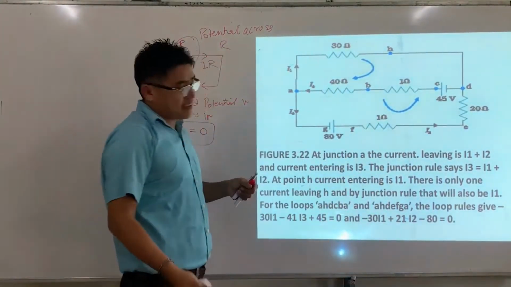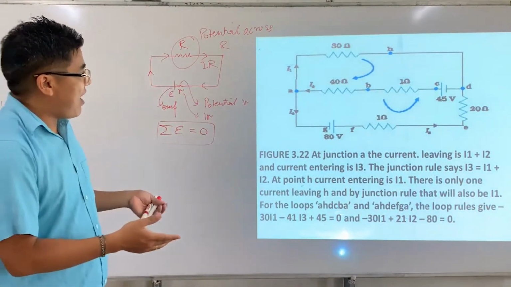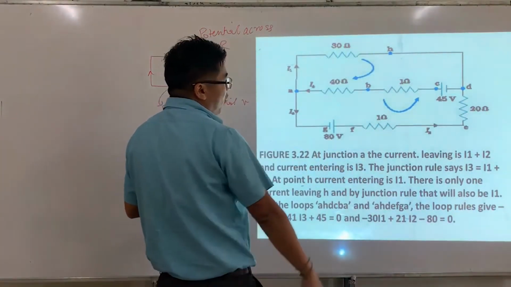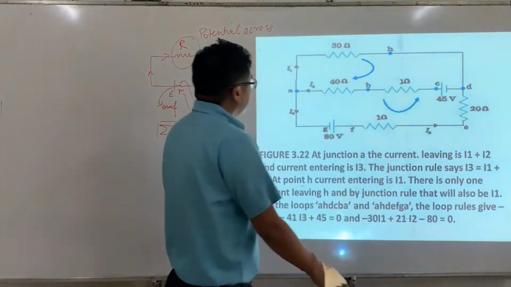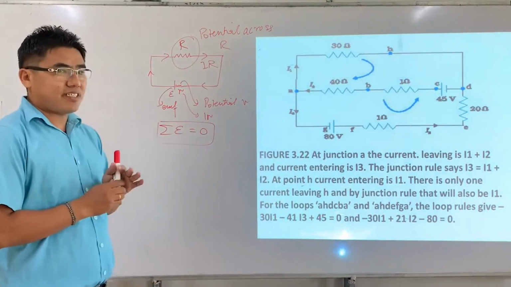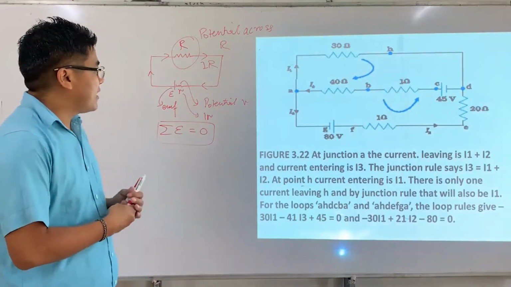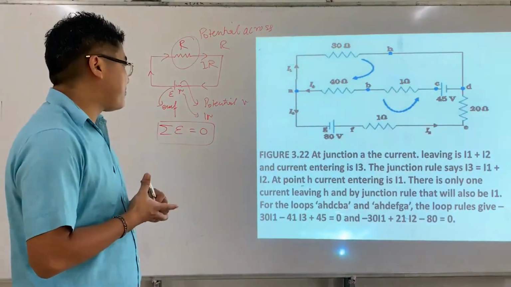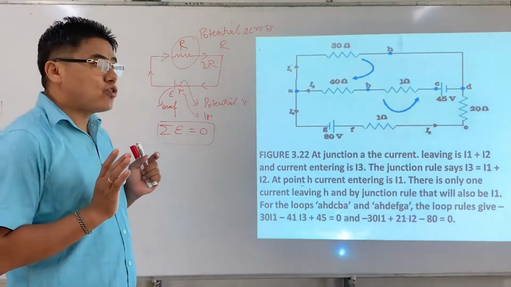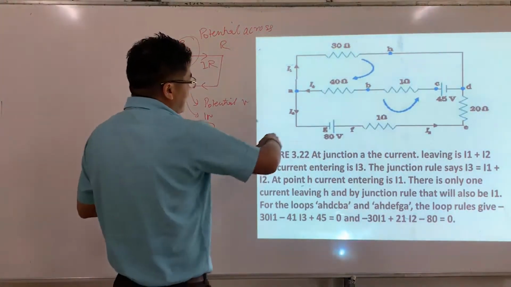So this is a little complicated network, and I'm having 2 cells. This is having an 80 volt, this is having a 45 volts, and now in this diagram all the loops are already written. Otherwise you can draw your own loop. Alright, so now what I'm going to do here is, first I'm going to use Kirchhoff's junction rule, right? So this is the current, alright.